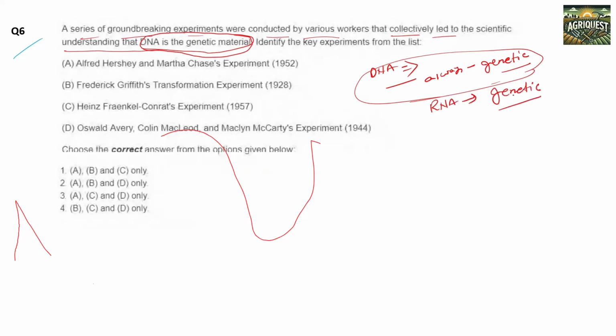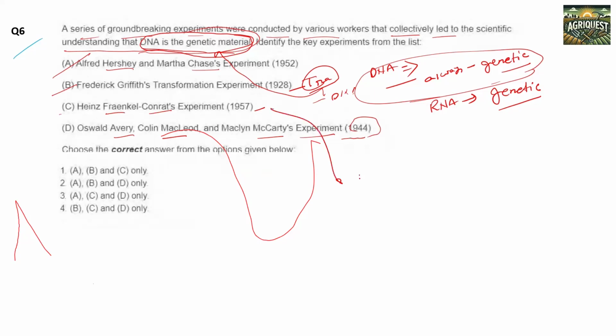Some viruses also. In the Hershey and Chase experiment, they proved that DNA is the genetic material. The transforming principle concept is also related to the genetic material, and the transforming principle is actually DNA. This was proved by Avery, MacLeod and McCarty in the 1944 experiment. But the Fraenkel-Conrat experiment was done on the tobacco mosaic virus, and they found that the tobacco mosaic virus contains RNA as its genetic material.